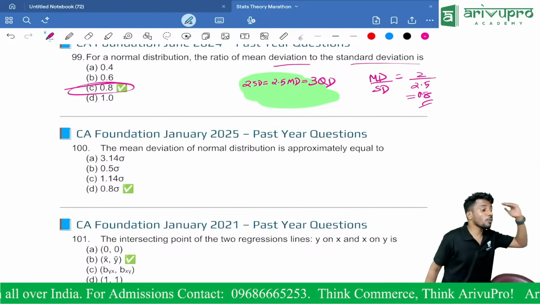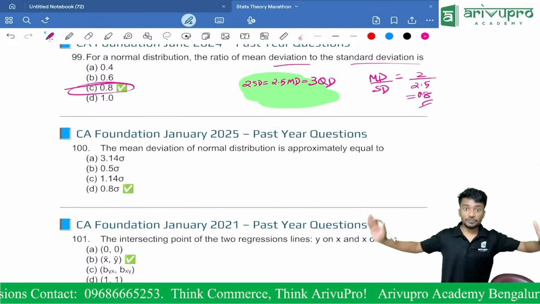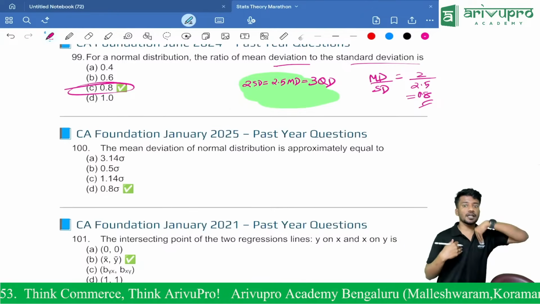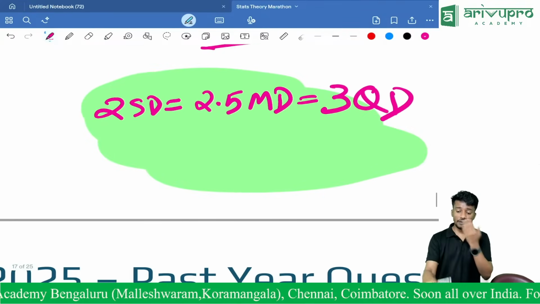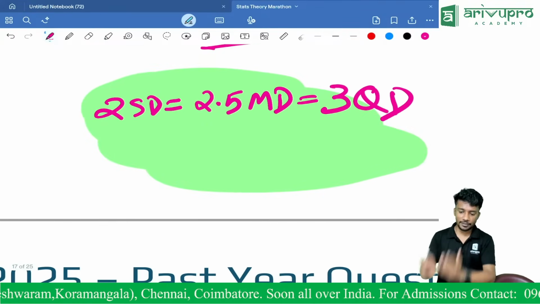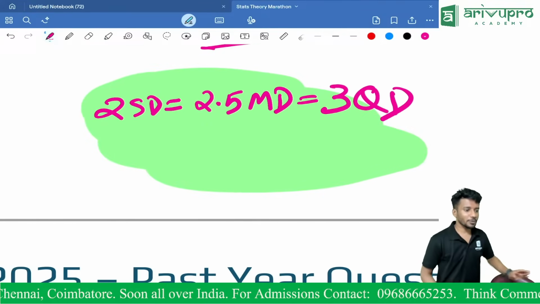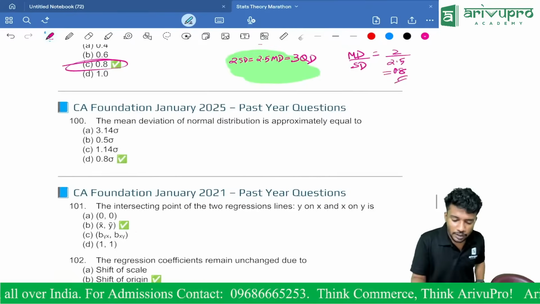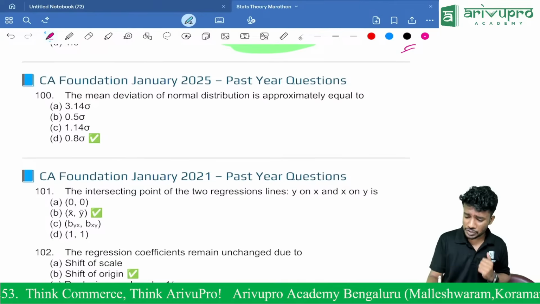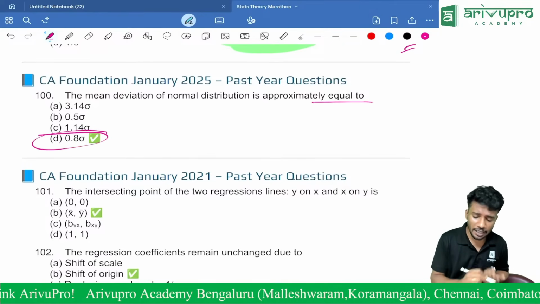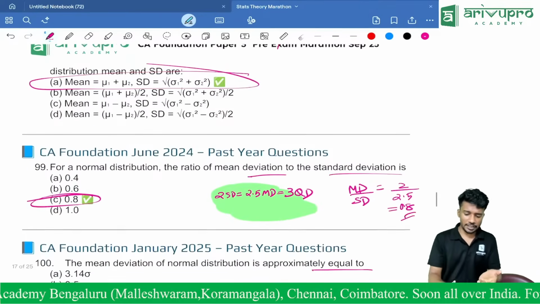Remember that, one of the most important questions. In any question, if they give the standard deviation and ask you to find the mean deviation, use this formula. If they give the mean deviation and ask you to find the quartile deviation, use this formula. It will help you out. Then the next one: the mean deviation of a normal distribution is approximately equal to how much? 0.8 sigma. That's what we did just now.